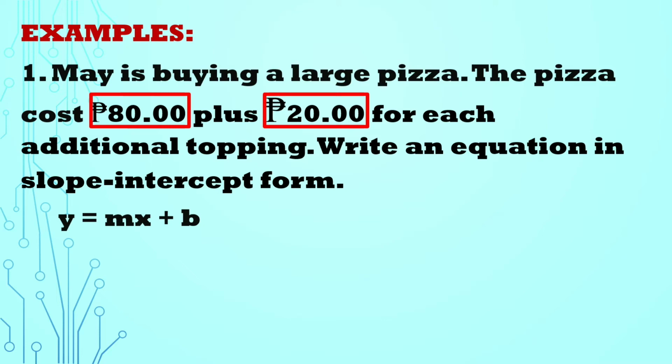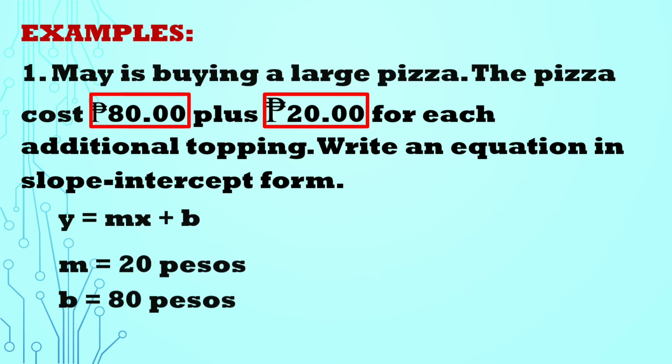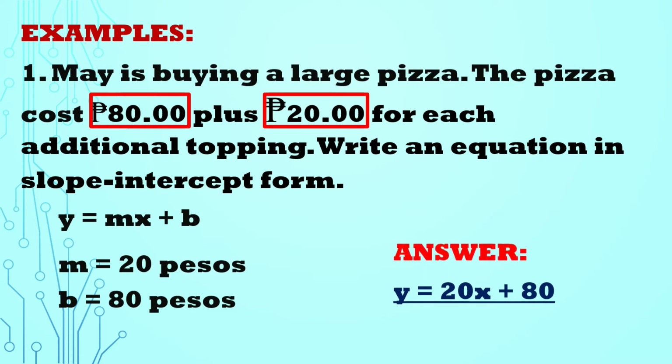So, pag tinranslate natin itong ating problem solving into slope-intercept form, ang slope natin ay 20 pesos at ang ating y-intercept ay 80 pesos. So, i-substitute lang natin si m at si b dun sa ating equation. So, we have y equals 20x plus 80. So, yan po yung ating sagot. So, ganun lang po siya kahadali. Since may word na plus, alam na natin na si 80 pesos, siya yung ating y-intercept. At since meron tayong word dito na for each, meaning to say, si 20 pesos, siya yung ating slope. Yun po.